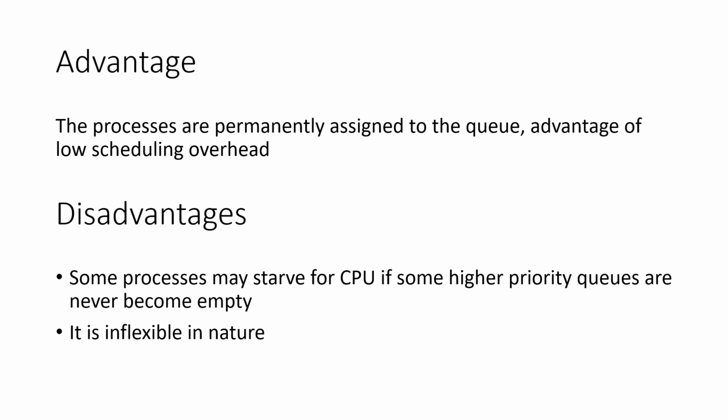Now we'll see advantages and disadvantages of multi-level queue CPU scheduling. Advantage: the processes are permanently assigned to the queue, so low scheduling overhead. Disadvantage: some processes may starve for CPU if some higher priority queues never become empty. In our case, Q1 has a higher priority than Q2. So if Q1 has many processes, then Q2 may not get a chance. So it is inflexible in nature.